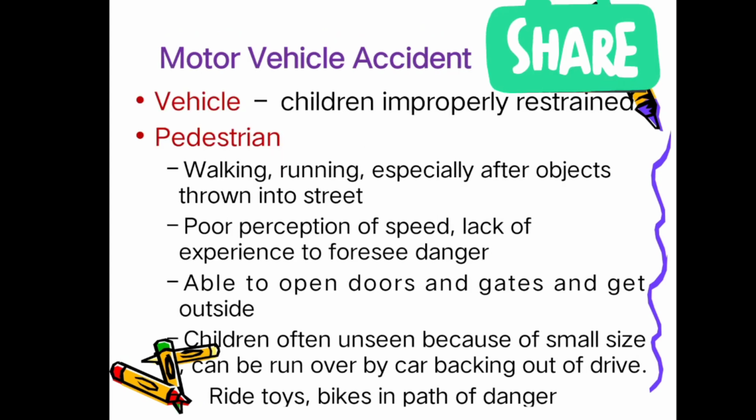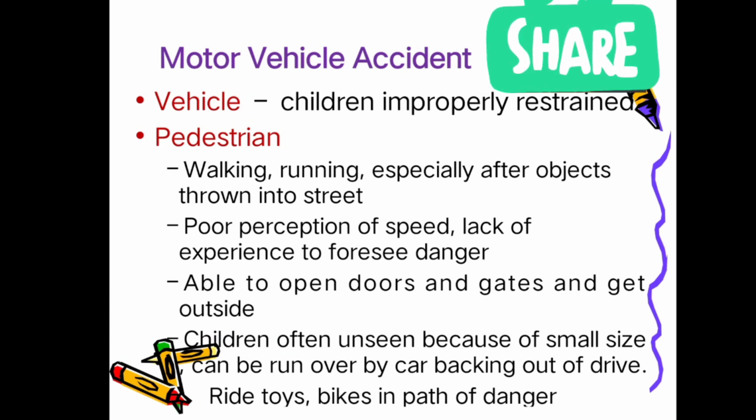Next is motor vehicle accidents. Children may be improperly restrained, or if they are pedestrians they will be running and walking, especially after objects thrown into the streets, with poor perception of speed and lack of experience to foresee danger. They may be able to open doors and gates and get outside. Children are often unseen because of their small size and can be run over by a car backing out of a driveway, or ride toys and bikes in the path of danger.